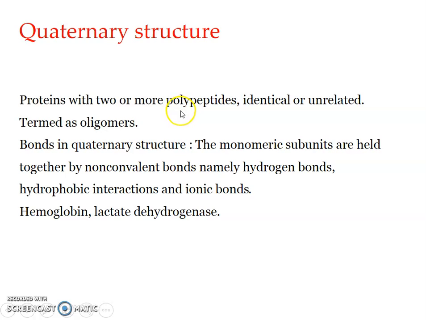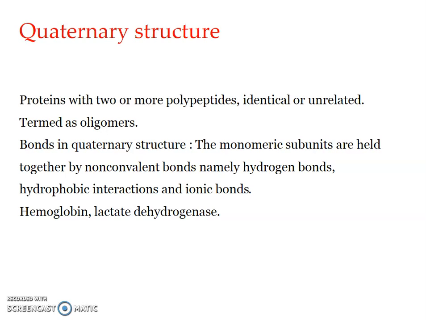If there are four polypeptides coming together to form the oligomer, it is known as a tetramer. Okay, and a tetramer will contain four monomers. I hope it is clear. When a protein is formed of two or more polypeptides, such kinds of proteins are known as oligomers. Oligomers usually have a quaternary structure. Okay, and an oligomer may be formed of the same kind of polypeptides or different kinds of polypeptides.